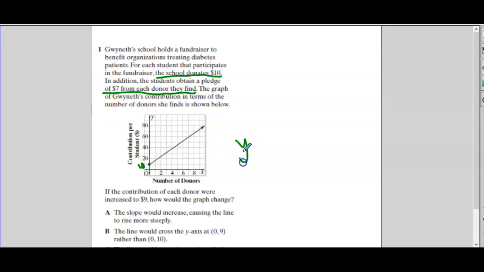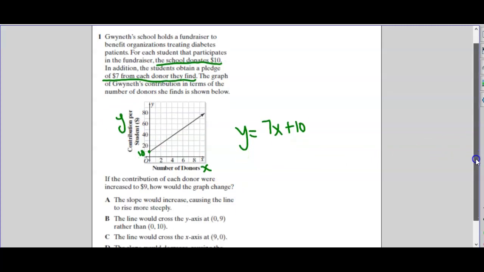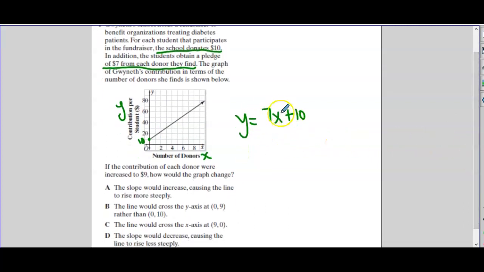So if I look at this, and I was trying to even write the equation because we haven't really talked about this too much so far, this would be what it looks like here. The $10 that you start with plus the 7 times the number of donors, that's what my x value represents, is going to equal my total contribution, my y value. So if I think about it, the slope is 7 because that's the rate of change. My y-intercept is 10. I'm starting with $10. So each donor is going to go up by $7 from there.